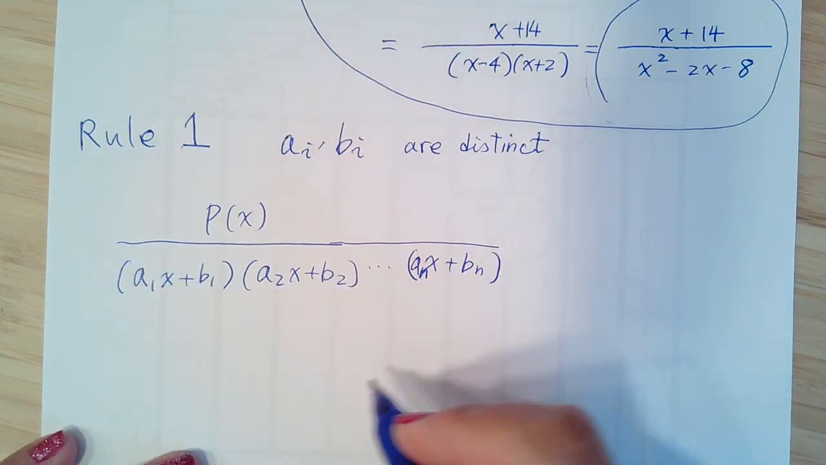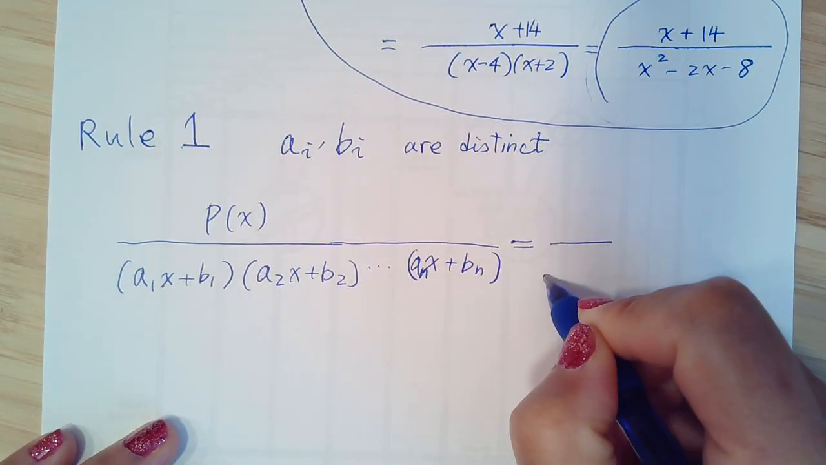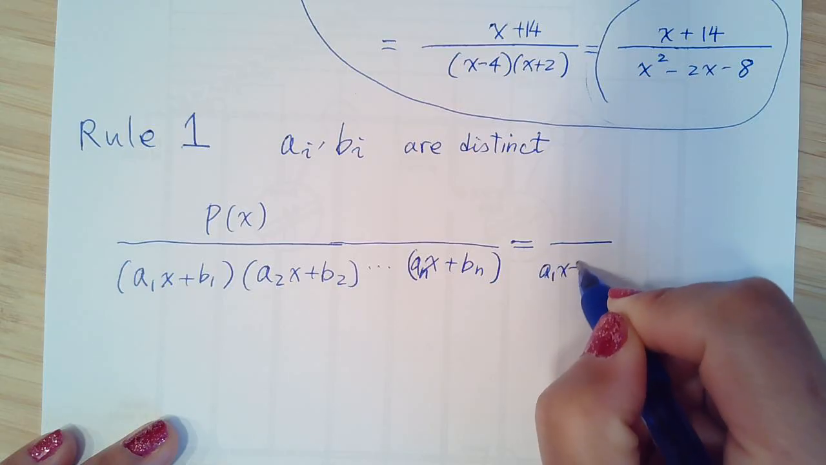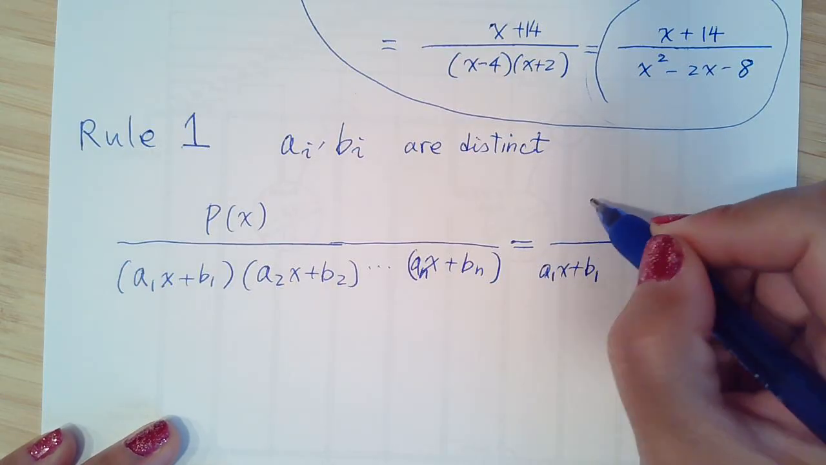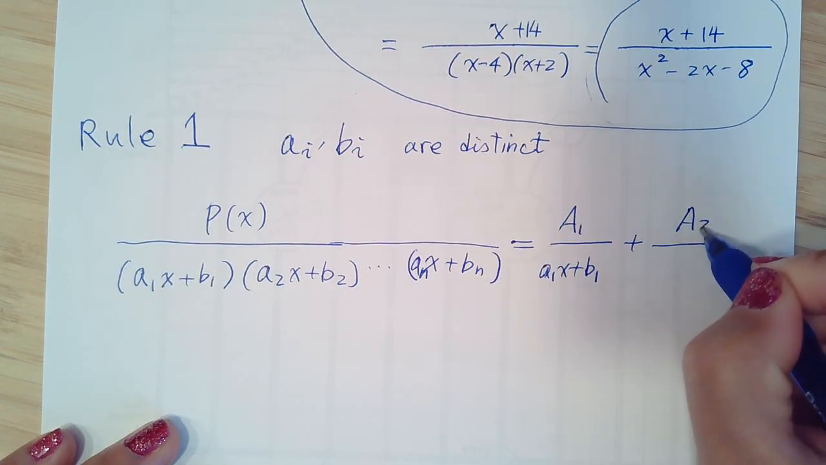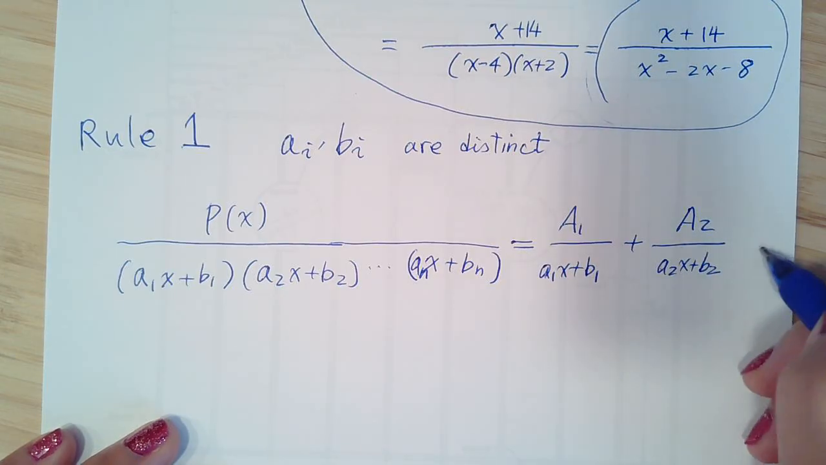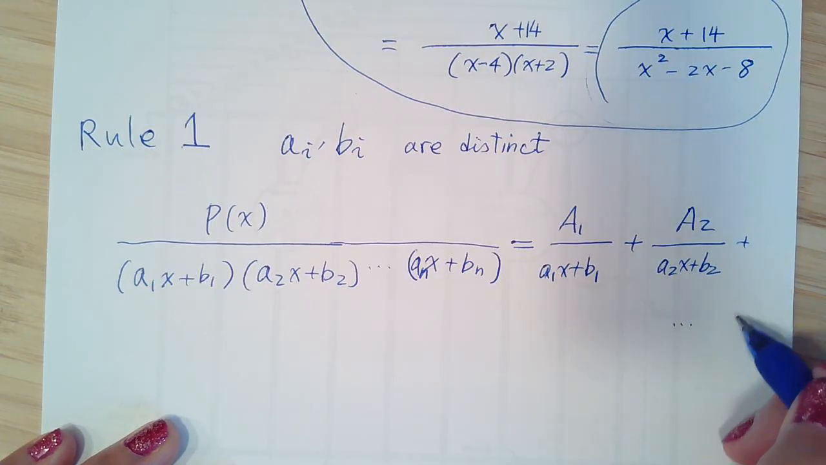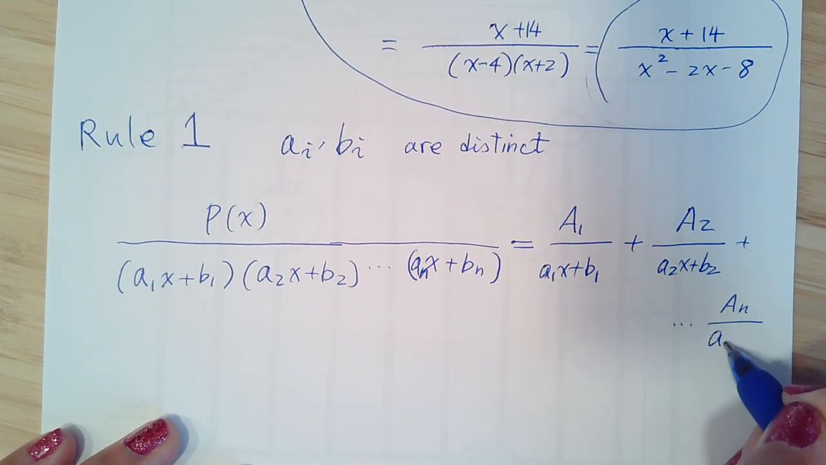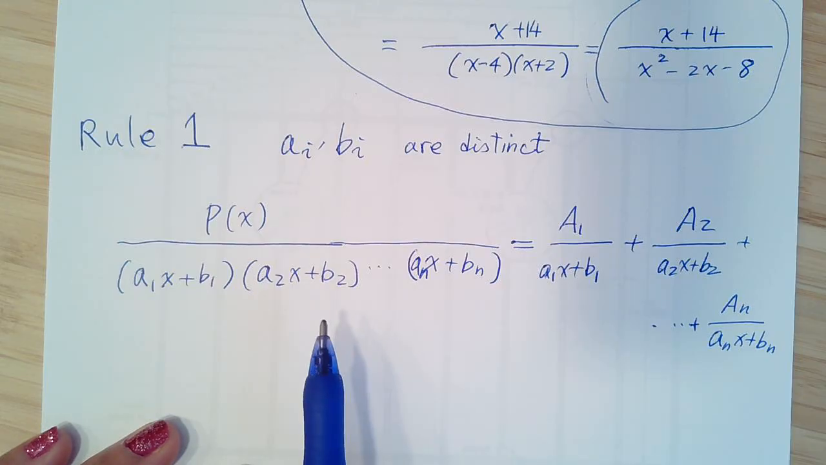If that's the case, then this one you can express it as a1x plus b1 of a number, plus a2x plus b2, plus, and then all the way to the last one, anx plus bn, and here's plus. So there's going to be several terms in between. And that's what it says.